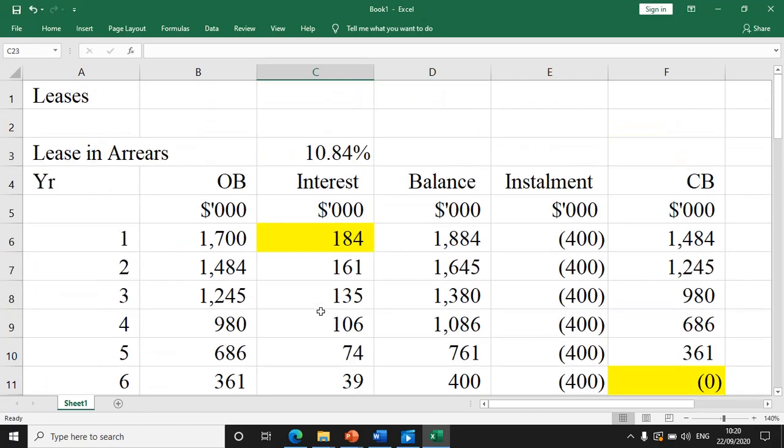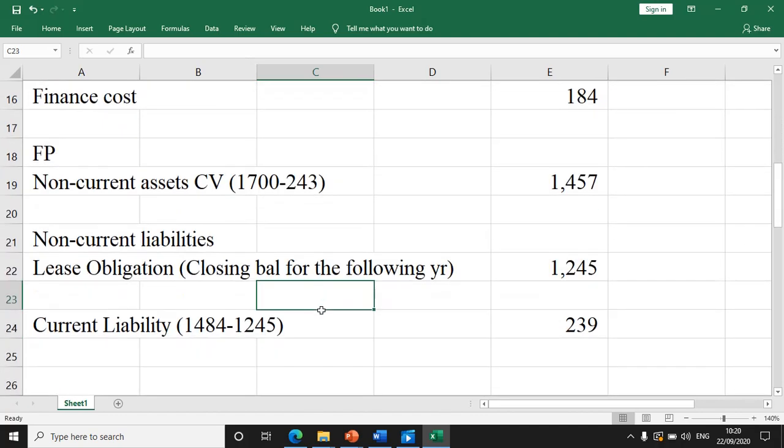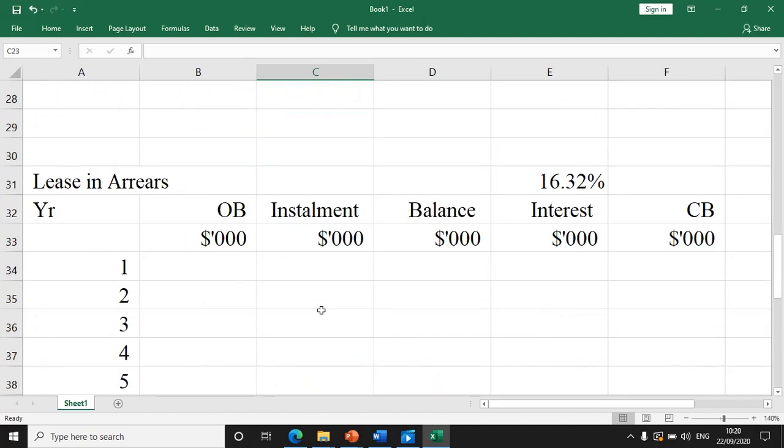Let us now turn to the next one, which is lease in advance. And I'll have to do it again. 17 is our starting figure. The installment should come first because you're paying on the first day of the year. I hope that you can see that one. The balance in this case, of course, will be the difference.